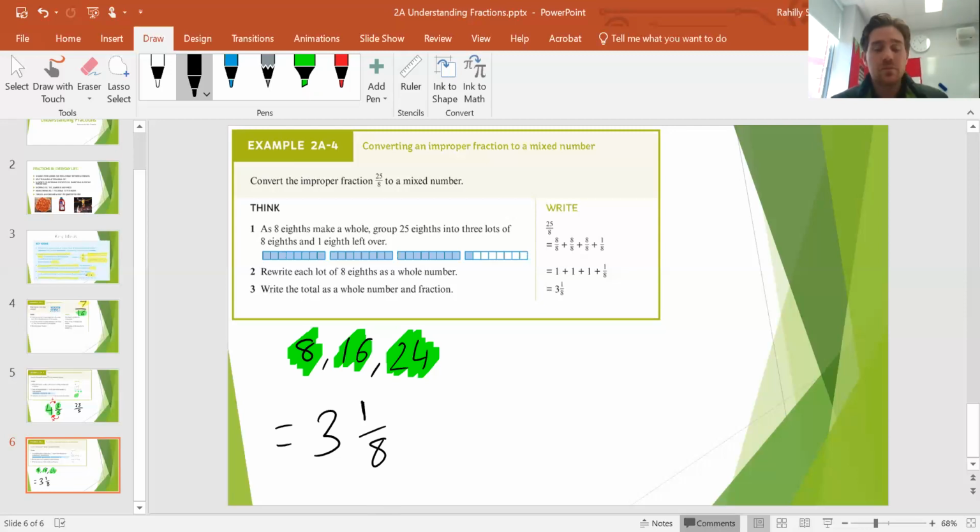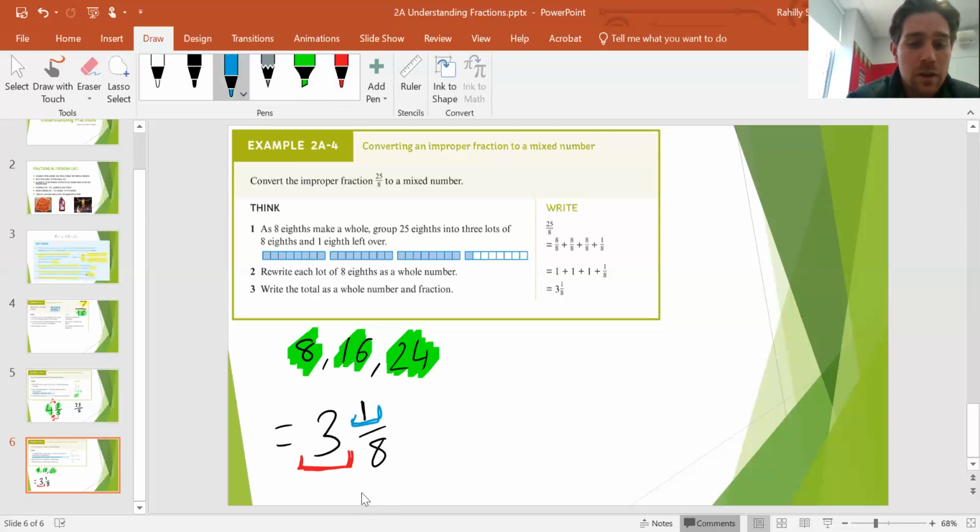Okay, so that's one way you can do it. You work out how to get to the number without going over it. How many 8s are in 25? You've got 3 whole 8s, which is what we're using as our whole number here. So you've got 8, 16, 24. What are you left with to get to 25? You're left with 1, so that's your remainder. And then your denominator is still 8. That stays the way it is.